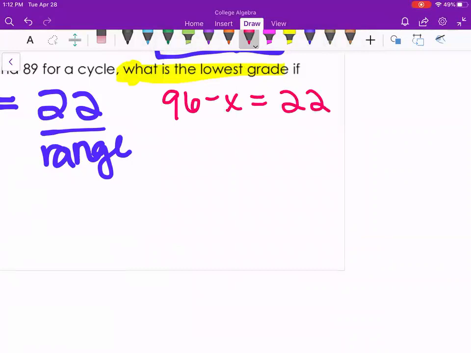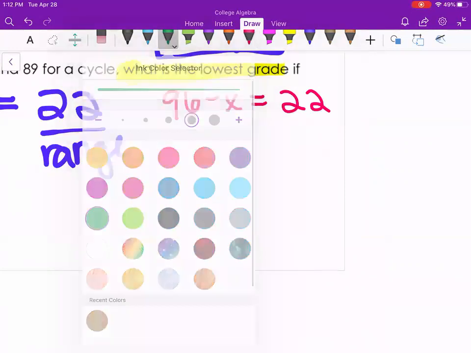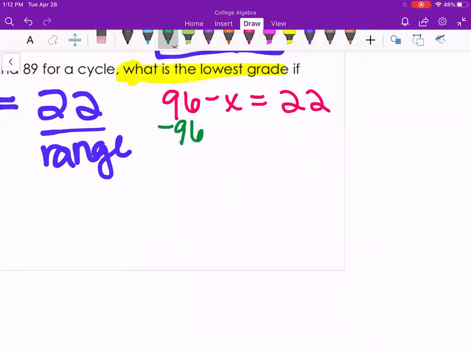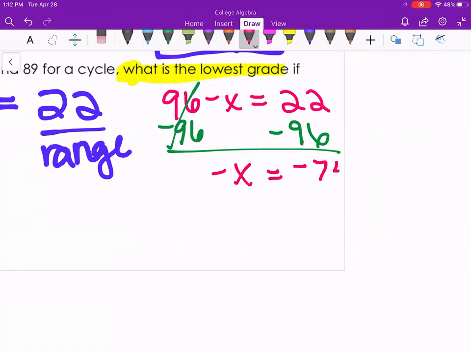So let's solve this. Like we would any other equation, we're going to need to minus that 96 from both sides, because our goal is to isolate that X. So right now we have a negative X is equal to a negative 74. Now, I am not done. I cannot leave a negative X equal to anything. In front of that X is an understood number. It is the understood 1.